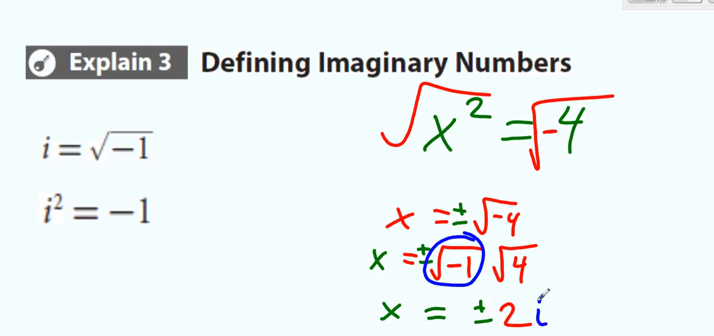So let's just call that i, for imaginary, because you can't see it. You can't see it on a graph. But all the math works out. Just the graphing is kind of weird. So you call the square root of negative 1 i, and then it works normally.